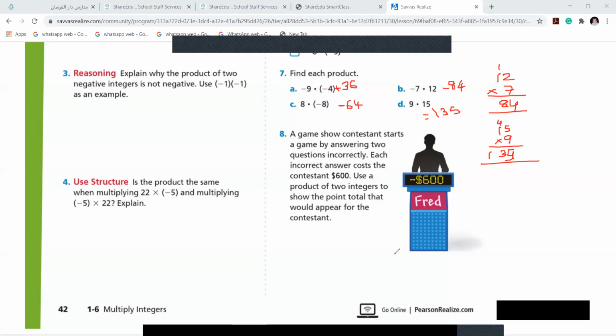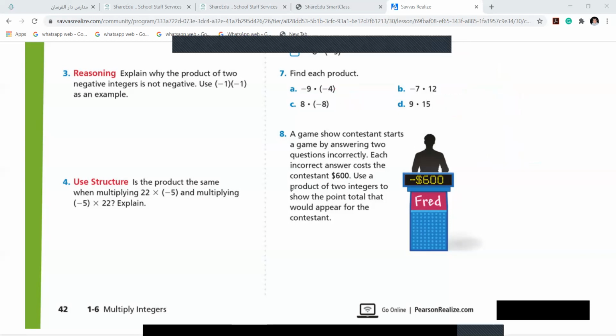And in number D, both are the same sign, positive. Same sign, always you get positive. You can see for positive, it's not important for me to write the plus sign here. It is understood that this is plus 135. Okay?